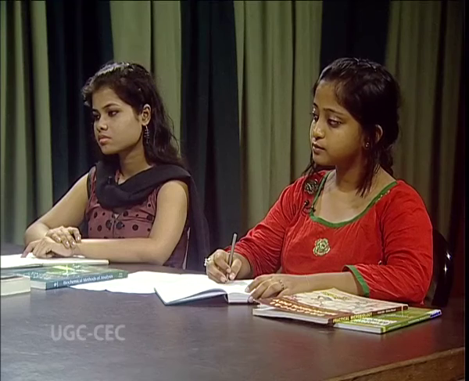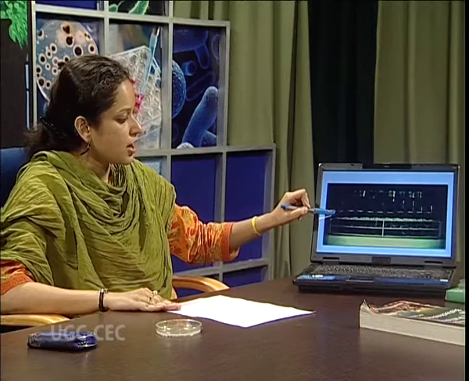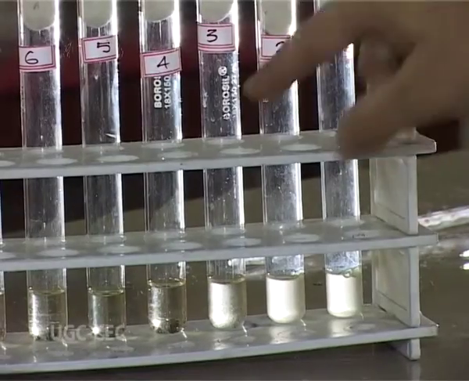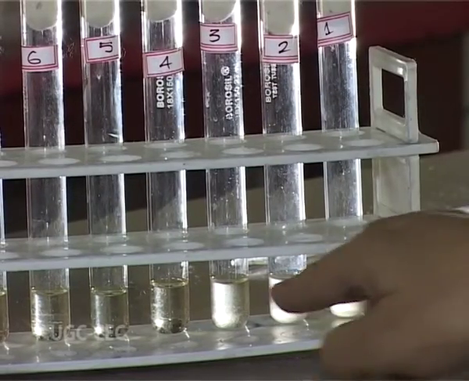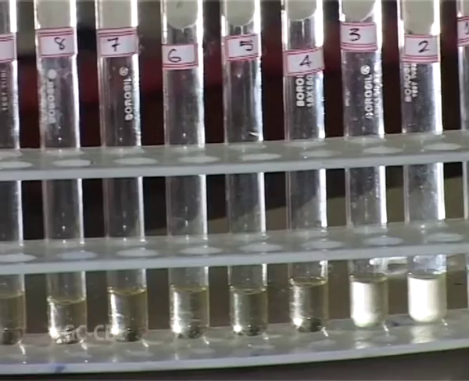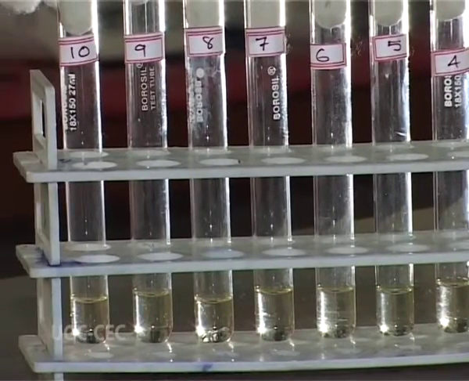If you look at the result, you can see that there is growth only in the first 3 test tubes, while in the rest of the culture tubes there is no growth. Because the antibiotic there is in a low dose, while the antibiotic present in the 4th is able to inhibit the growth of bacteria. So in this way we can find the MIC of a particular antibiotic against a particular strain of bacteria.